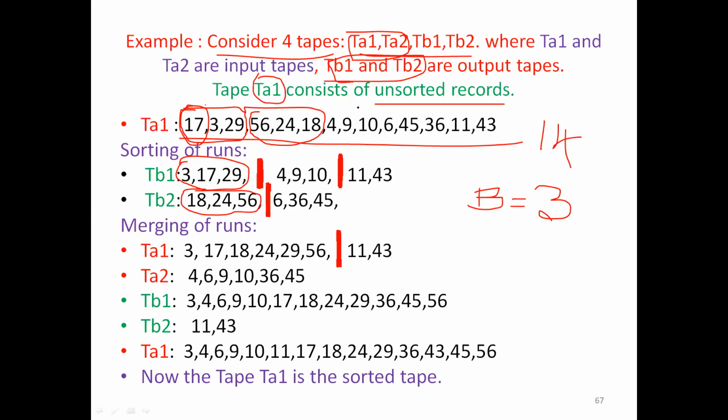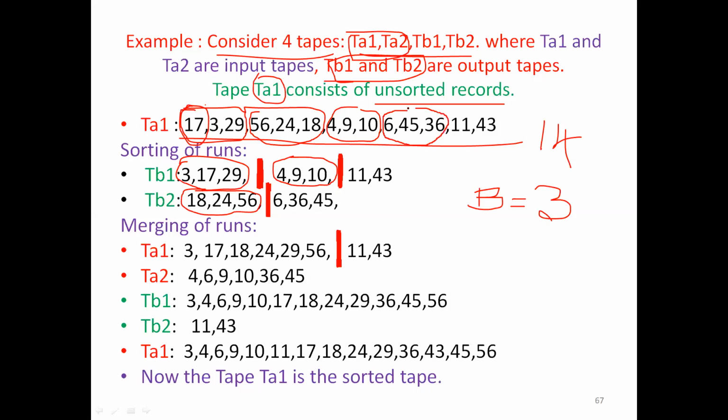Next, I will take 4, 9, 10. It is almost sorted, but anyhow we have to bring it to the internal storage and sort it. Then I will write it back into TB1 only. So alternately, I am placing. That's why I have shown the partition, the bold red line. Next, I'll take 6, 45, 36.